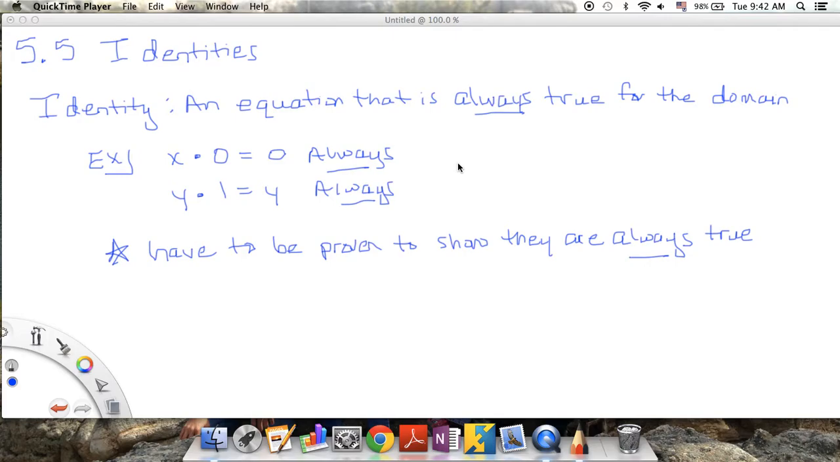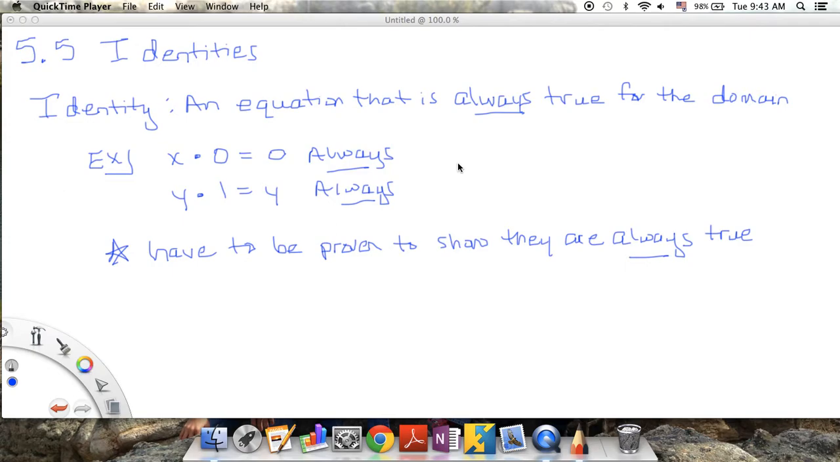Alright, today we're going to start on a couple of sections on identities, and we're going to deal mostly with trig identities. These identities help us rearrange equations so that we can solve them easier, and there'll be certain ones that you're going to have to memorize.